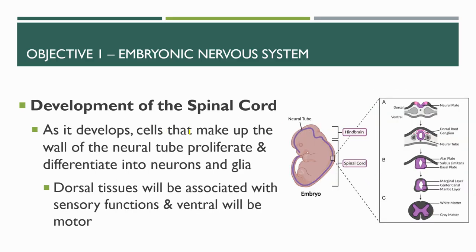Now as it continues to develop, we do have cells that make up that neural tube. They're going to proliferate, which means they go through cell division, and they're going to differentiate into specific types of neurons and those support cells, the glial cells. Typically in your spinal cord, your dorsal, which is toward the back of the spinal cord, is going to be your sensory area. And then the ventral, which is the front of your spinal cord, that's going to be the motor control. Other than that, there's not a whole lot of parts to the spinal cord like there were in the brain.